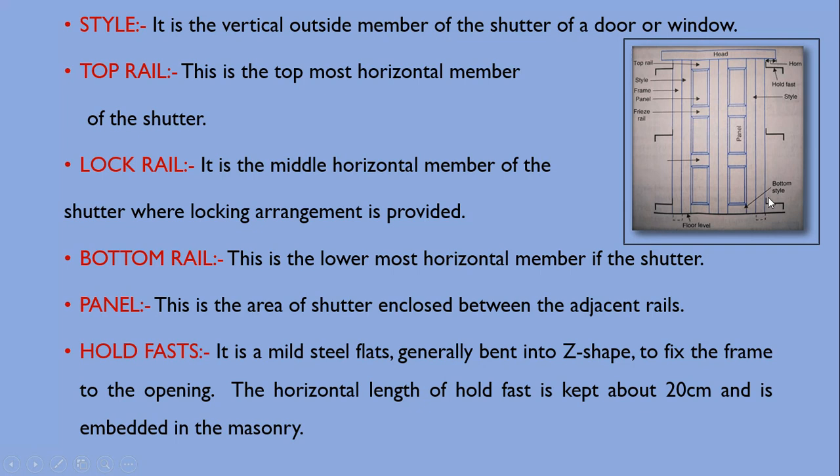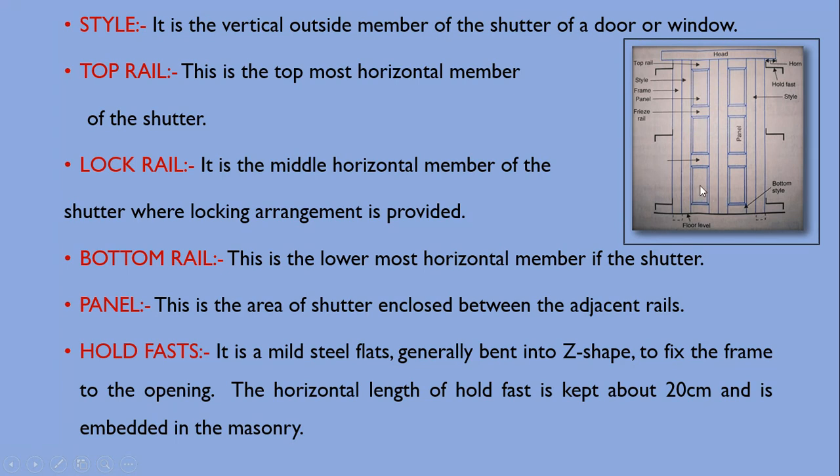Then panel, this is the area of the shutter enclosed between the adjacent rails. So this is called as panel. So this is the lock rail, this is the freeze rail. The area between this is called as panel. At the same time, the area between this top rail and this freeze rail is also a panel. So the area which is enclosed between the rails is called as panel.